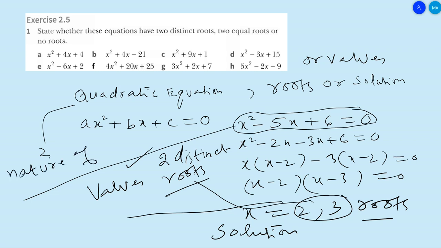Nature of the roots means, does this equation have distinct roots? Does this equation have equal roots? Does this equation have no roots? The first and long method is that first we have to solve the equation, and then we will be able to say that the roots are distinct. But this is a long method.